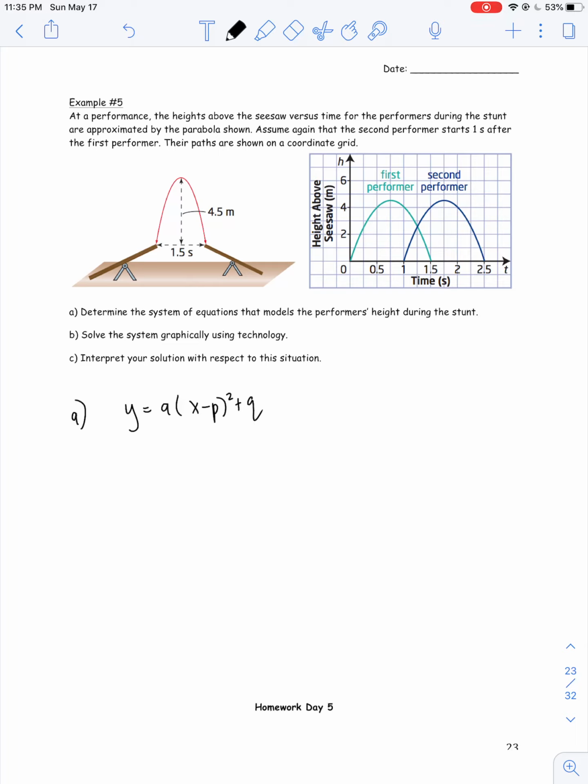What you'll notice is that the stretch is the same for both the green and the blue. Now you can always solve it to confirm, but once I find the a value, it's going to be identical for both. So let's start with the green one.